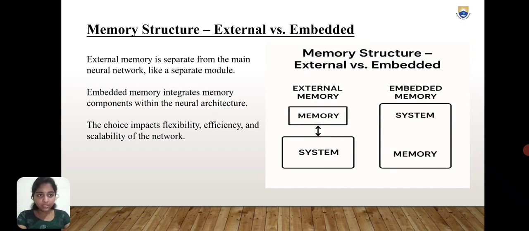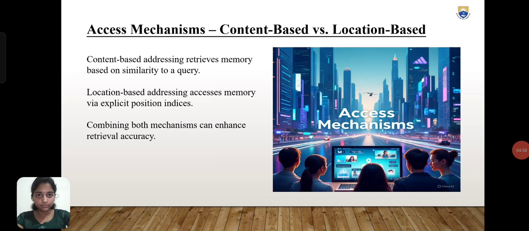So, on the right side, in the picture, we can see the memory structure, external memory and embedded memory. In the external memory, there is an interaction between the memory and the system, whereas in the embedded memory, the system and memory will be within the neural architecture.